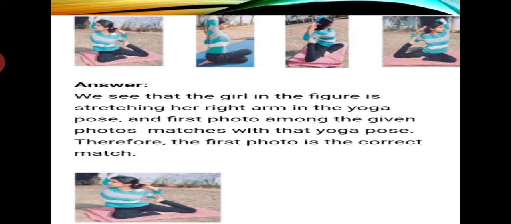So we see that the girl in the figure is stretching her right arm in the yoga pose. So the first photo among the given photos matches with that yoga pose. Therefore the first photo is the correct match. You can mark it.